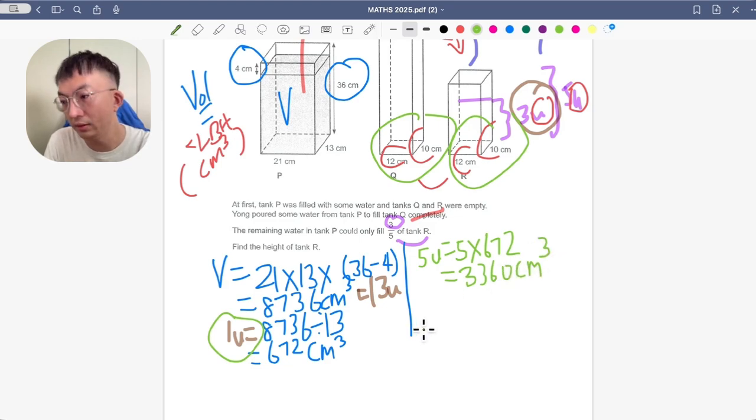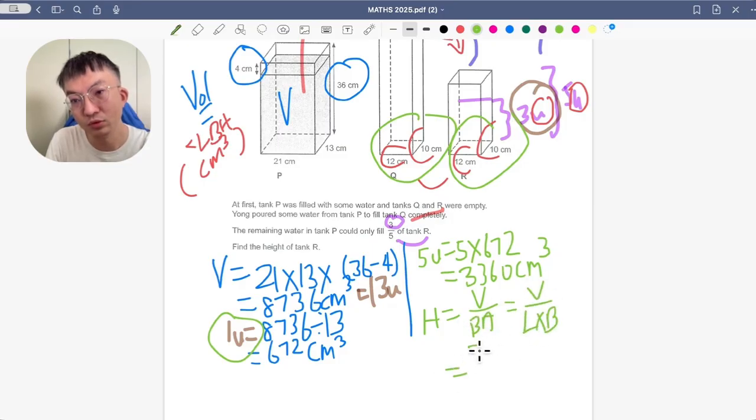And to find height, which is volume over base area, or volume over length times breadth, you'll get 3360 divided by 12 times 10, and you get 28 cm.